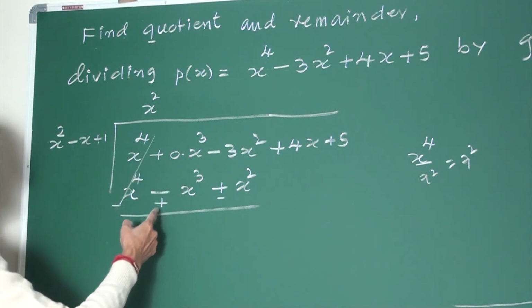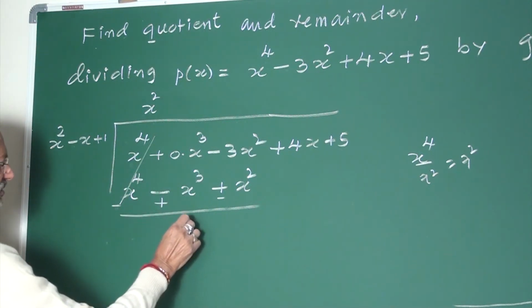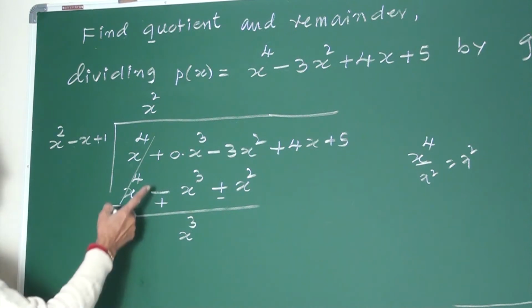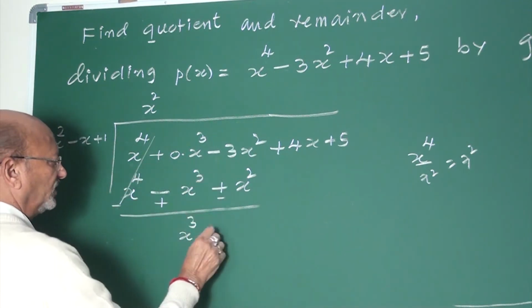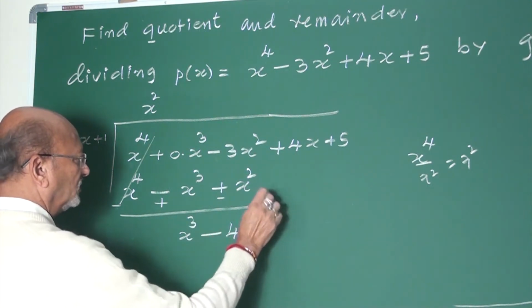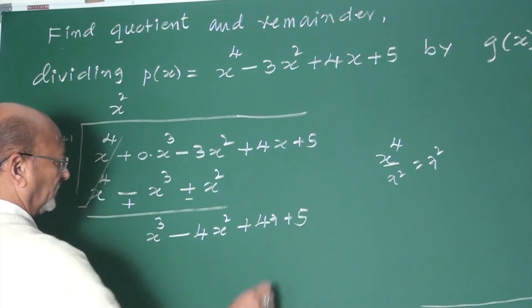What is this? You are adding this with this. Plus x cube. Why? It is 0 plus 1 is x cube. Here, minus 3 minus 1 is minus 4x square. Bring it down. Plus 4x. Plus 5.